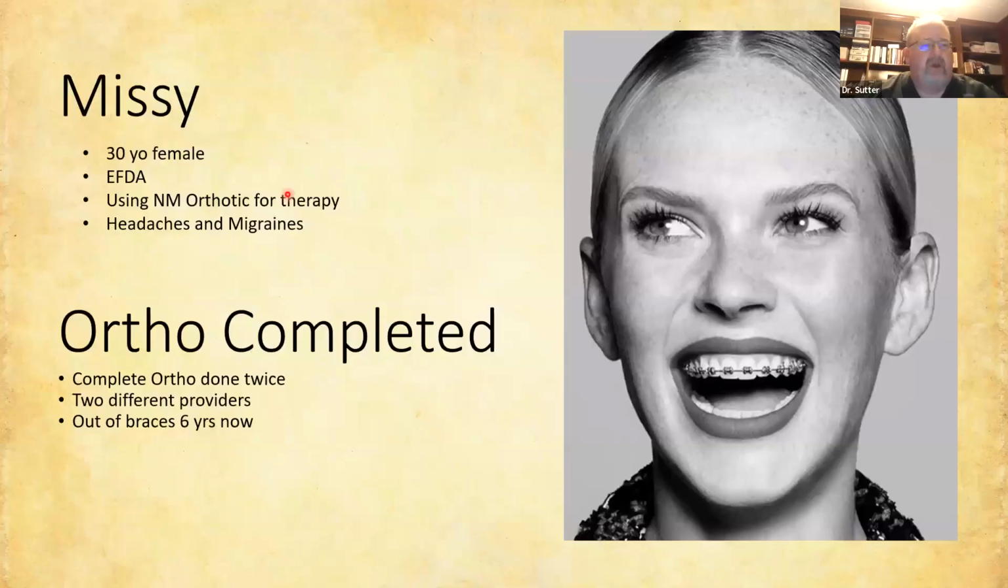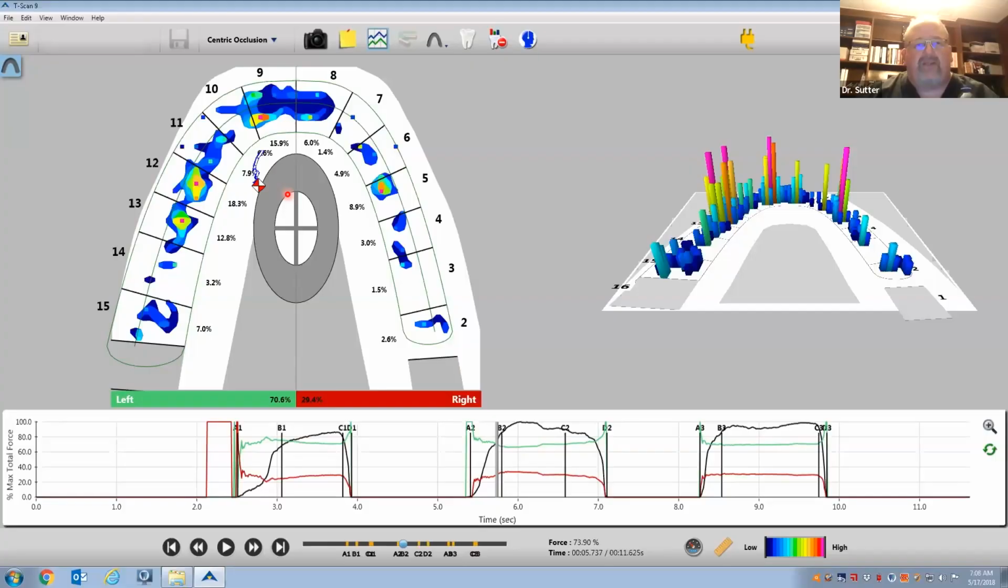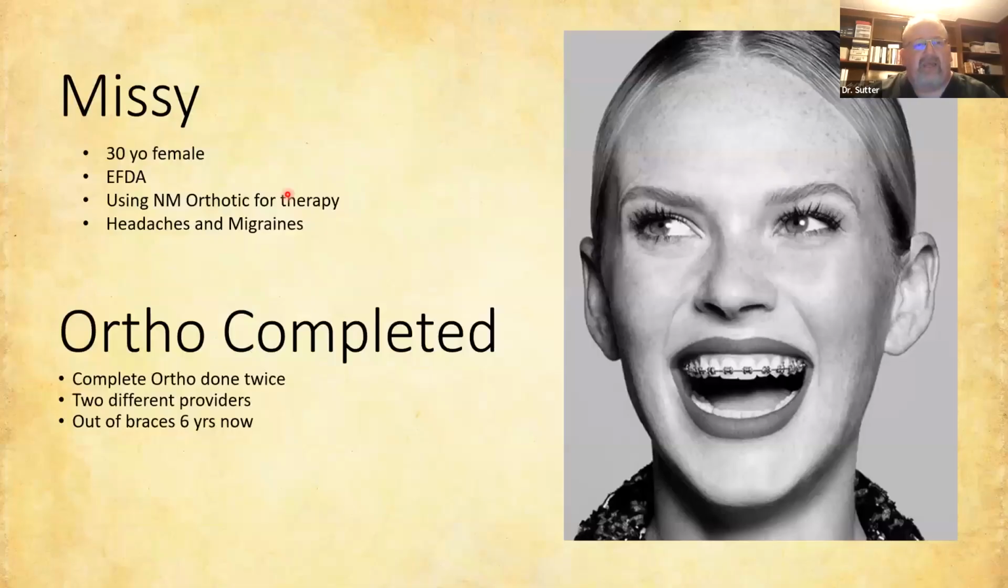She's had ortho done twice, still not correct, out of braces for 6 years now. So anything that was going to settle probably would have already settled. And she's had ortho done by 2 different providers, and she suffers from headaches and migraines. Not that you have to go looking for these patients. You don't. They're already in your practice. I promise you that.